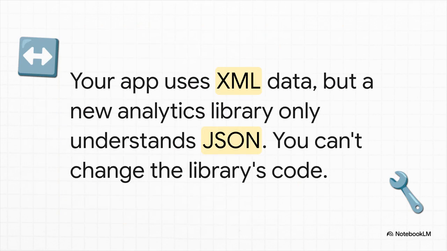In the world of code, this could be your app, which has been using XML data for years. But you find this awesome new analytics library you have to use, and it only understands JSON. You can't change the library, so what do you do? You build an adapter that sits right in the middle, translating XML into JSON on the fly so the two can finally talk to each other.